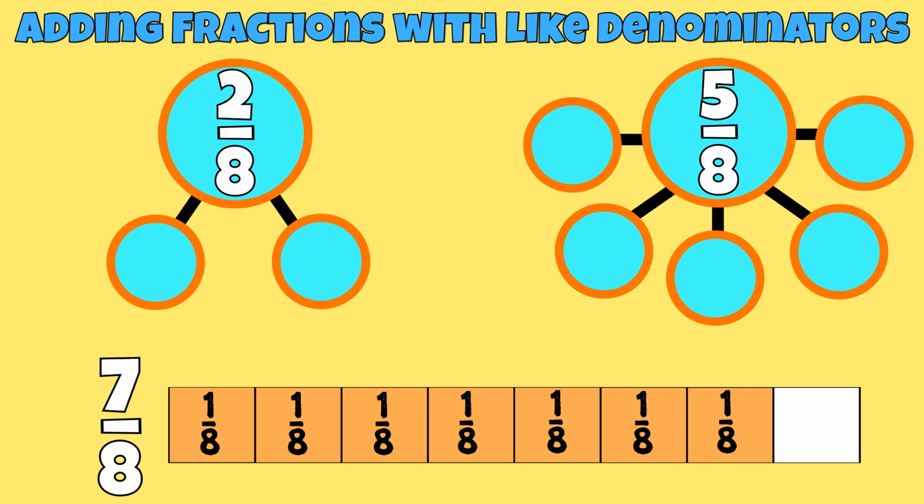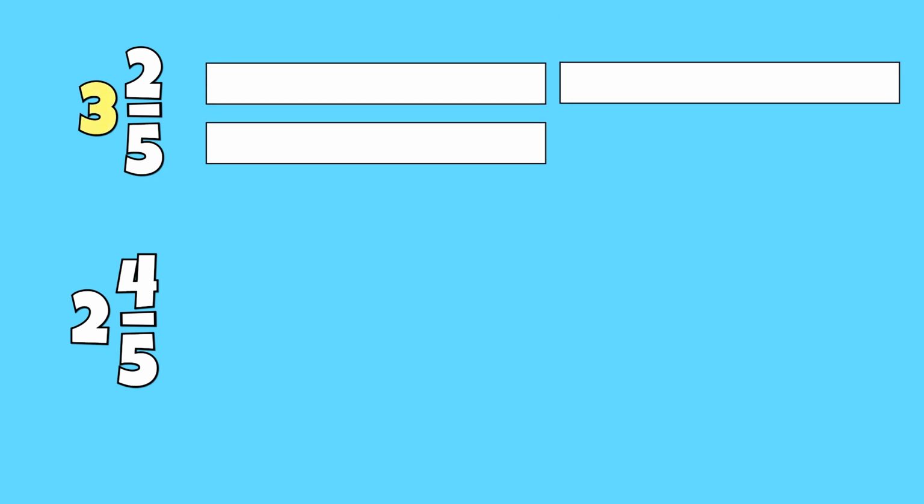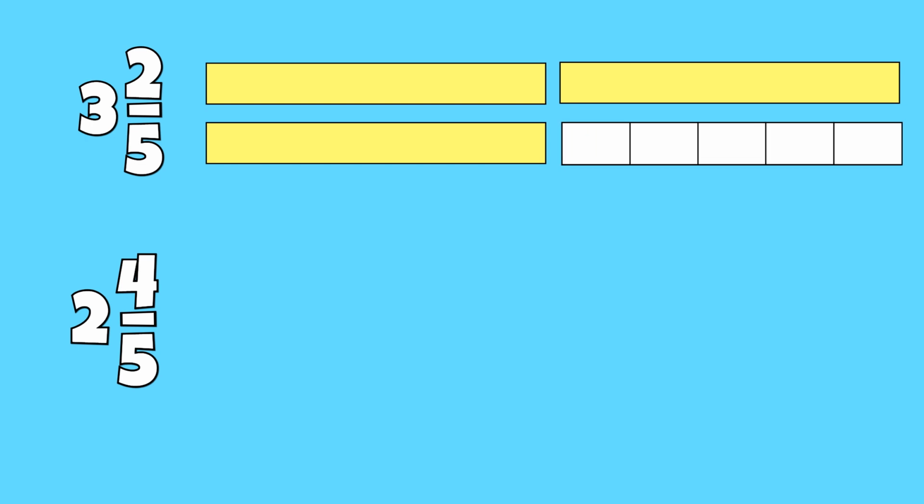Let's look at another example. Let's say we were asked to add 3 2/5 plus 2 4/5. The number 3 2/5 tells us we have 3 wholes. This means we have 3 fraction bars where the whole fraction is shaded. We can represent the fraction 2/5 by partitioning a whole into 5 equal parts and shading 2 of those parts.